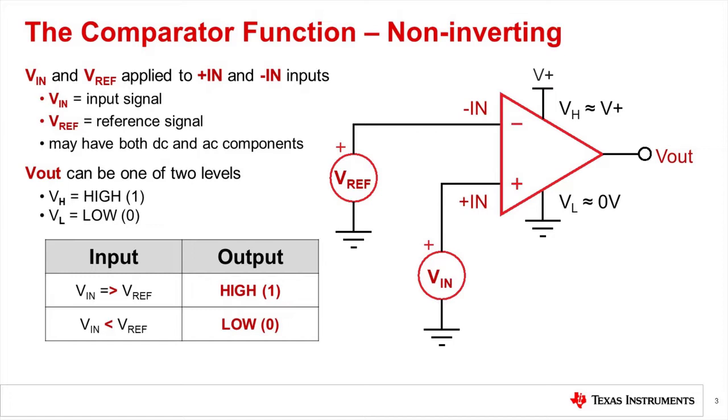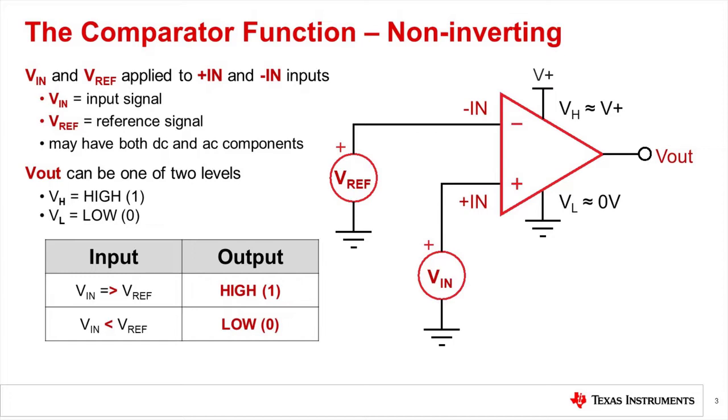And one input is usually considered to be the primary input signal, or Vin, and the other input is considered to be the reference signal, Vref. And these inputs may have AC and DC components. And the output voltage, Vout, can be set to one of two levels, a high level or a logic high, and a low level or a logic low. And when the output is high, it approaches the V plus supply pin, or your positive power supply pin. And when the output is low, it approaches the ground pin, or your V minus pin, or the negative power supply pin if you use dual supply.